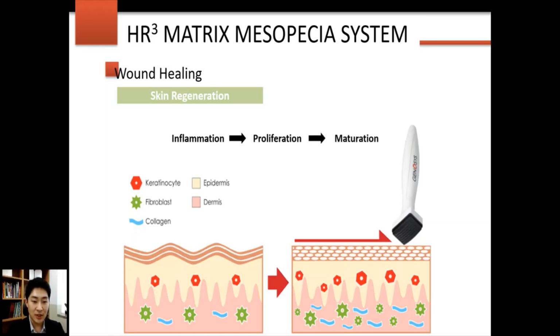Lastly, the maturation phase of tissue repair begins. In this stage, collagen fibers are rearranged, cross-linked, and aligned. The time it takes depends on how long the needles are, but if you use 0.25 millimeter needles, the wound healing process after microneedling would be completed within a week.